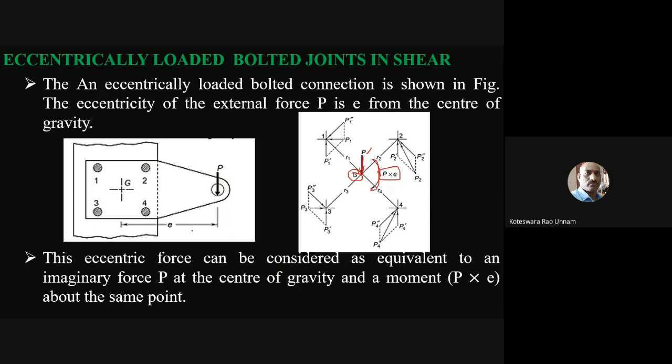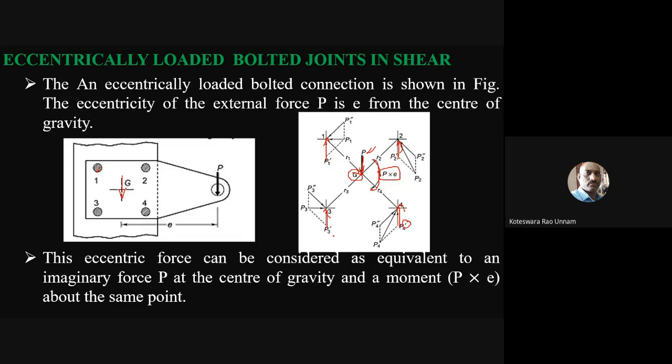Because of that, if I consider only the primary force here, since the force is acting vertically downward, the reaction of the bolts is going to be vertically upward. So we'll denote that as a primary force, or the reaction of the bolt, or the load on the bolt, which is in the opposite direction to this applied force. That's why it is shown here. For the first bolt it is P1 dash, for the second bolt P2 dash, for the third bolt P3 dash, and for the fourth bolt P4 dash.